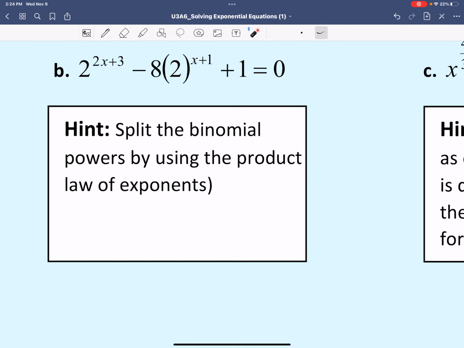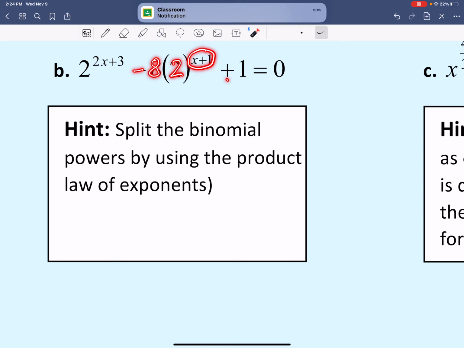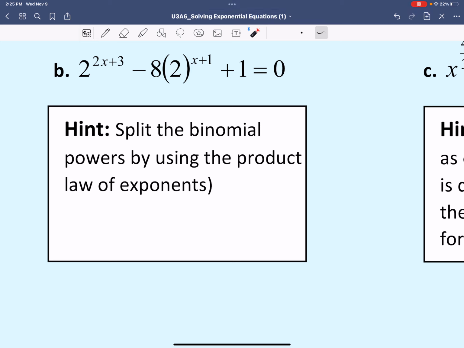So we see that we have in here a base of 2 to the power of 2x plus 3, that's a binomial power, minus 8 times 2 to the power of x plus 1, and then plus 1 equals 0. So we need to identify what type of equation this is. And the new thing that we see in here compared to the other examples is that we have binomial powers in two different terms. So I see that there are 3 terms in here.